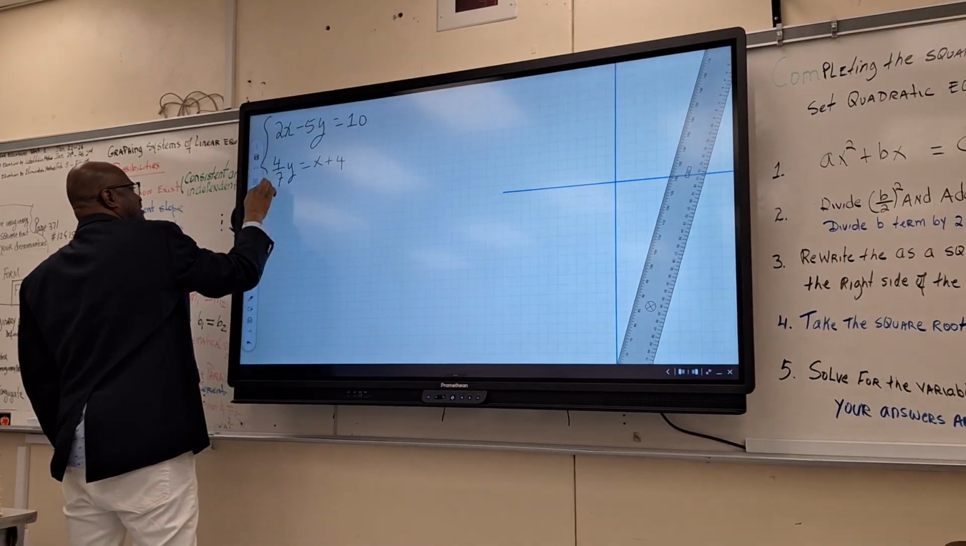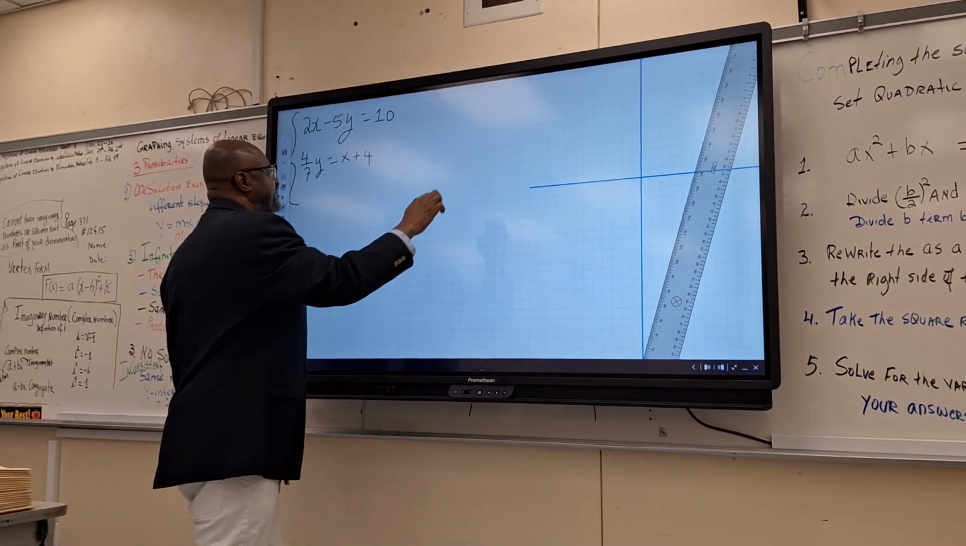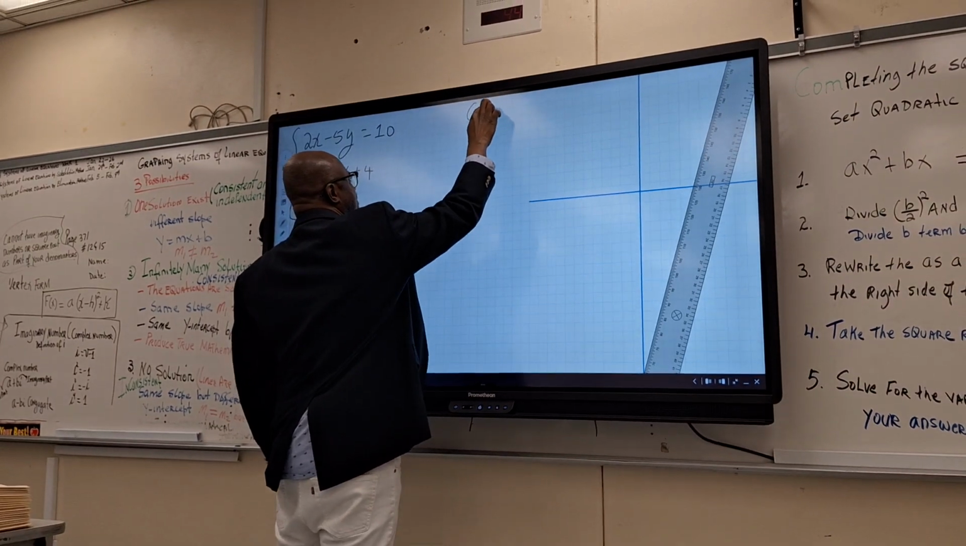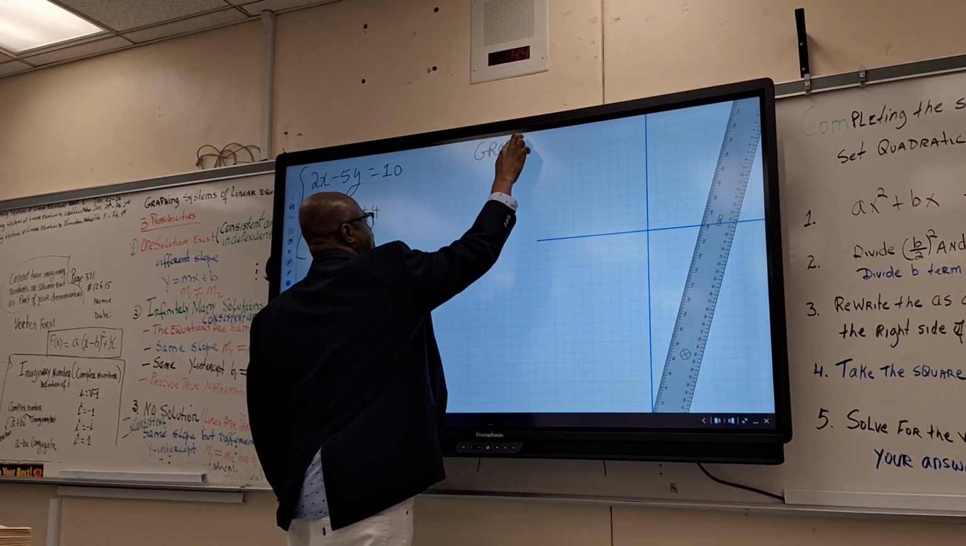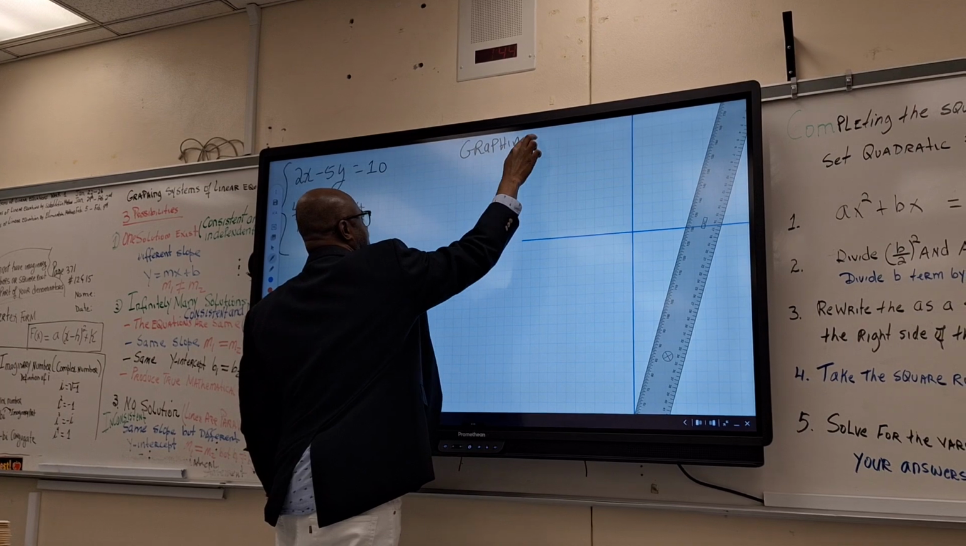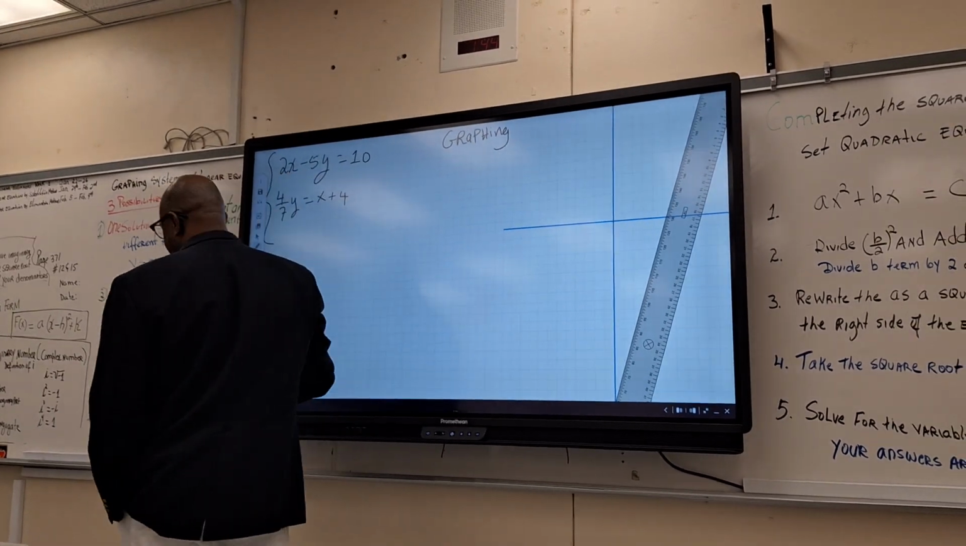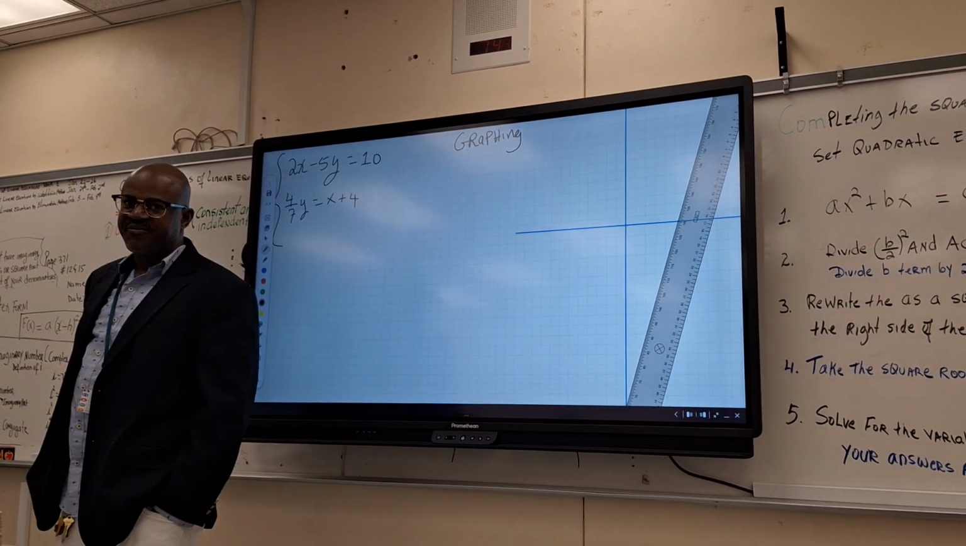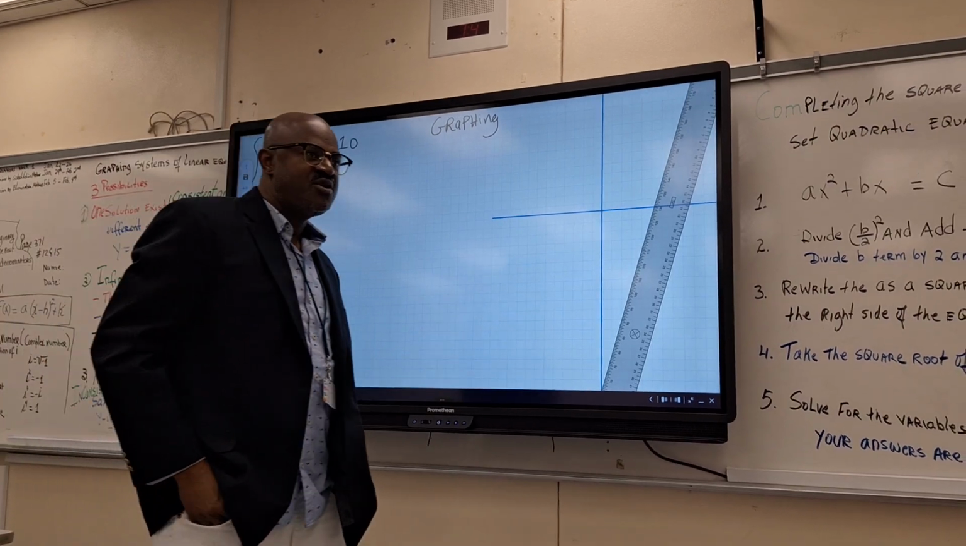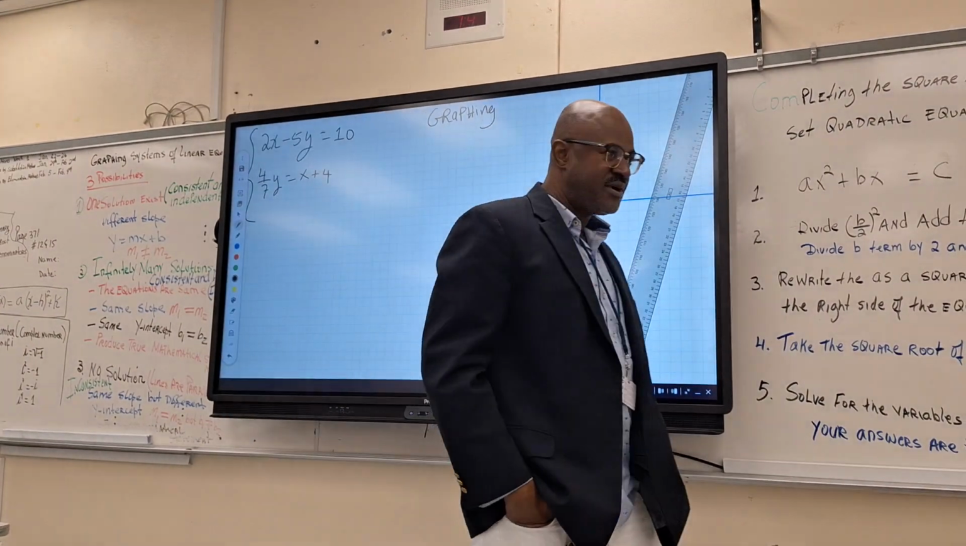System of linear equations, and we are going to graph. Remember, when you're graphing, do you know what you are looking for? The x and y intercepts, right? And also you can put it in slope-intercept form. The slope will tell you everything that you need to do, right?